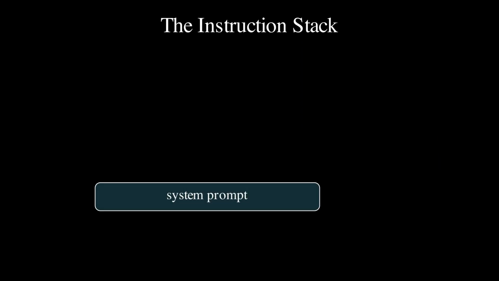Zoom out from one instruction to the whole window. A well-engineered context has a layered structure. At the base, the system prompt, the invariant instructions defining role, tools, and conventions. In practice, you rarely write it as raw text. It is realized by the project's instruction files, loaded automatically when a session starts.